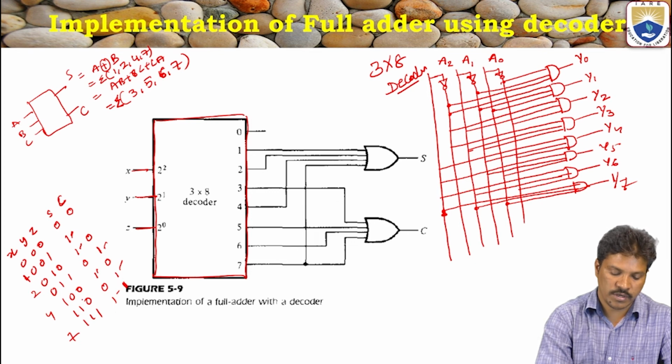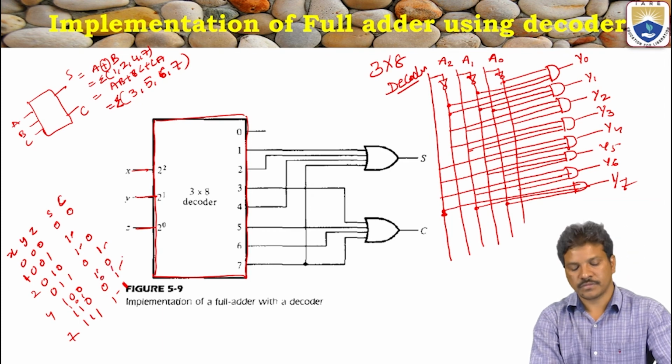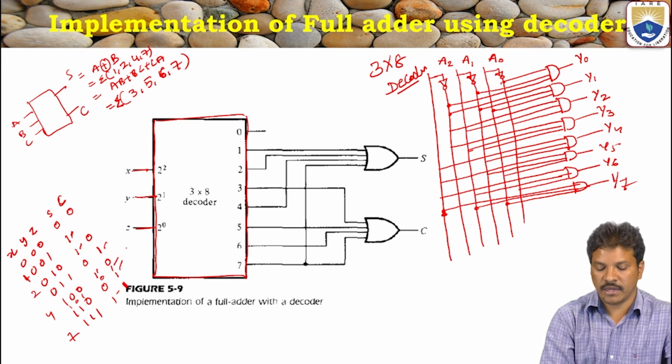Where is 101? Here it is missing 101. Here also we'll get a 0, 1. So 3, 5, 6, 7. So these are the combinations or outputs of logic 1.